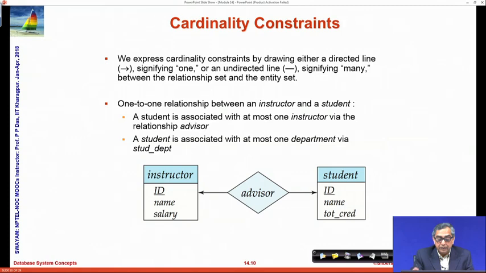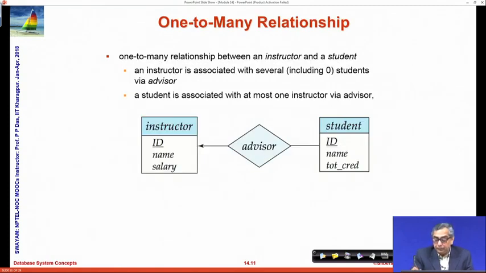If it is one to many, so which side is 1? This side is 1 and this side is many. So, it is one to many from instructor to student, which says that every student has at most one instructor, and an instructor may have several students. It could be null also, it could be none also. So, for an instructor here there are many students, but for a student here there are at most one instructor. So, it is one to many, and this is how we designate.